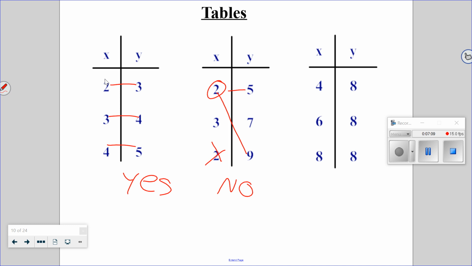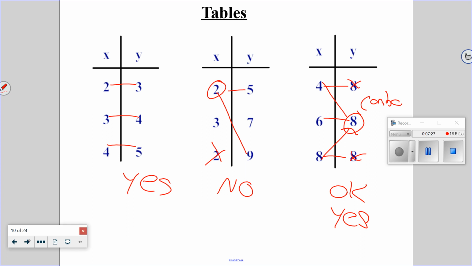Because we have different x's. They can all have the same y. We can have combos. Right, we could delete those, and that is okay. So on your homework, I'm just looking for yes, no, yes, no. You can draw the lines if you want to. If you need to, what do we do in ordered pairs?